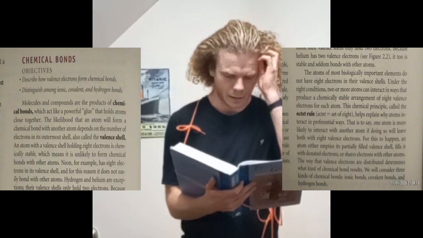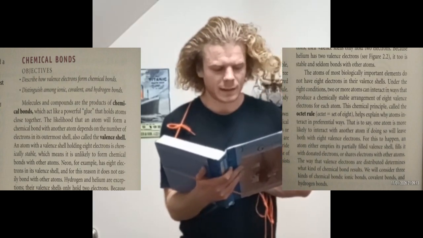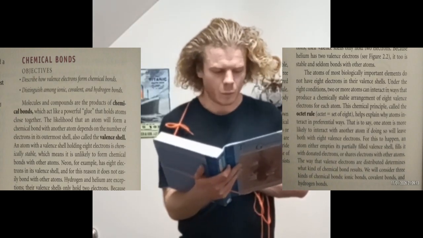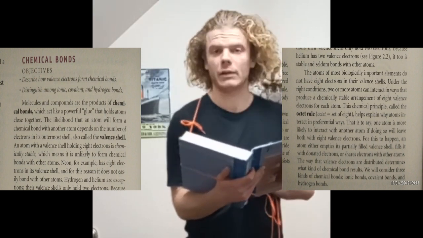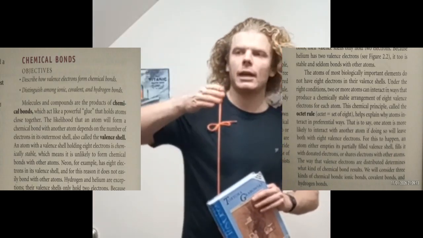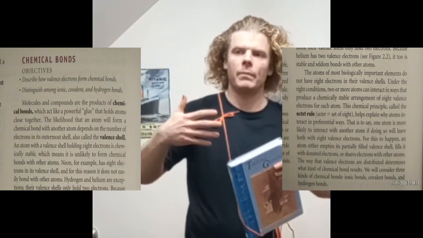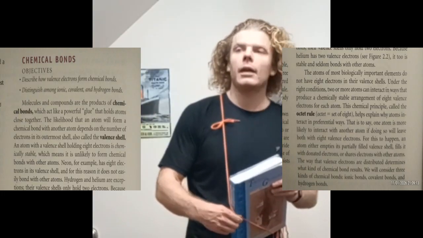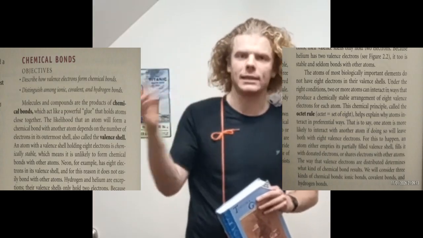This chemical principle, called the octet rule, helps explain why atoms interact in preferential ways. That is to say, one atom is more likely to interact with another atom if doing so leaves both with 8 valence electrons. So an atom with 3 electrons on the outermost shell doesn't want to pair with another element that also has 3. If they shared them, they would both have 6, not 8. Why should they go into this arrangement? It doesn't fit. They would rather go with someone who has 5, 3 and 5, or 1 and 7, something like that.